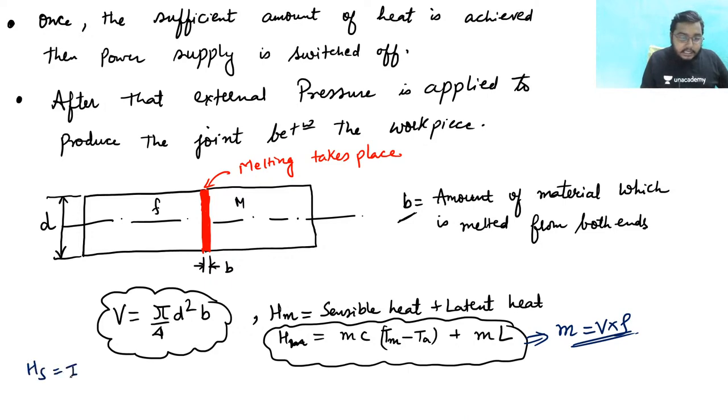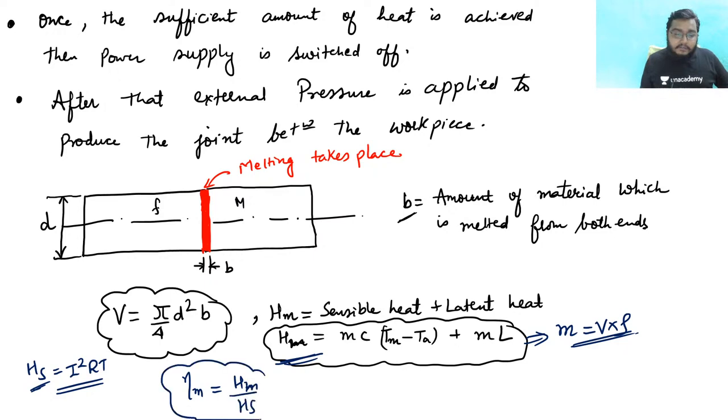Now again, you know the HS. What is the HS? Is it I square RT? So you can find the HM. You have found the HS. Now find the melting efficiency, that is HM by HS. So remember these formulas, because these things are eventually going to come throughout the welding chapter.